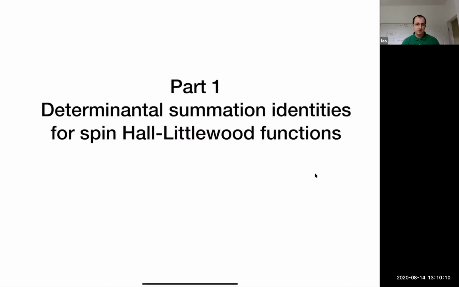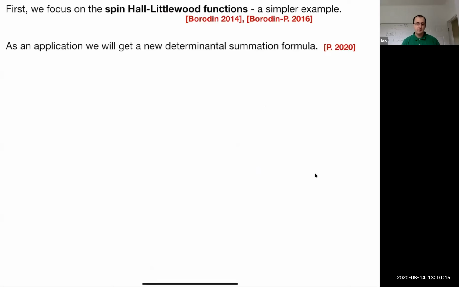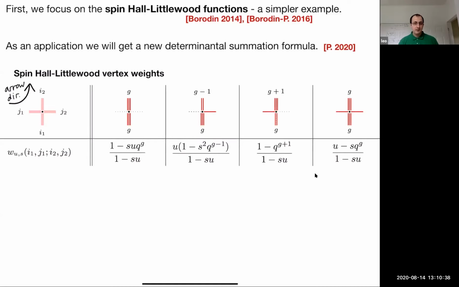So in the first part, I'm going to discuss spin Hall-Littlewood functions, which are the simplest example. And they were recognized by Borodin in explicit form and linked to Hall-Littlewood polynomials, but there were many previous works discussing various aspects. And as an application of the Yang-Baxter equation, we will get a new determinant summation formula for these functions. So vertex weights are defined like this.